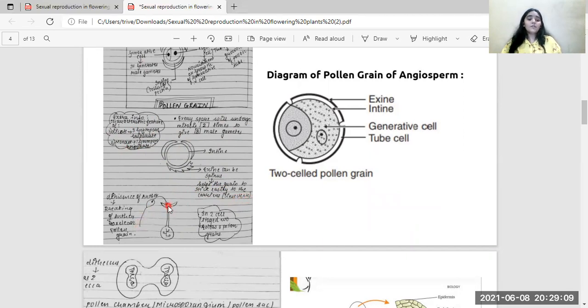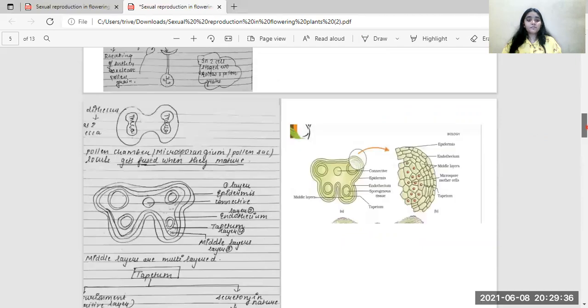Now we'll take a look further at the breaking of the anther and the pollen grain sticking onto the surface of the female part, the stigma. The breaking of the anther, or release of pollen grains, is known as dehiscence. In the two-cell stage, we release pollen grains.